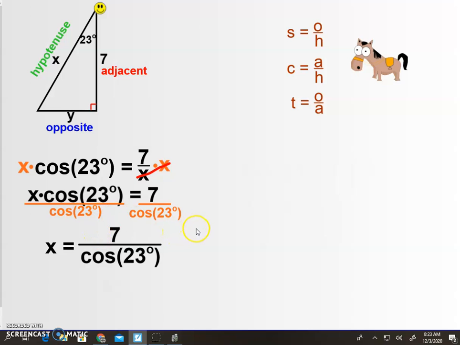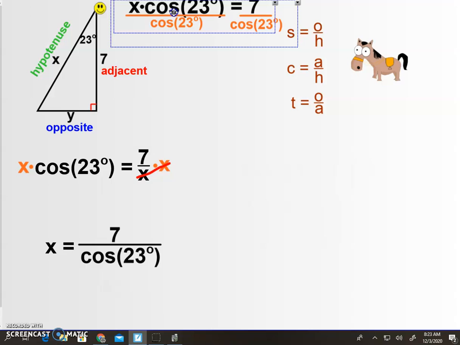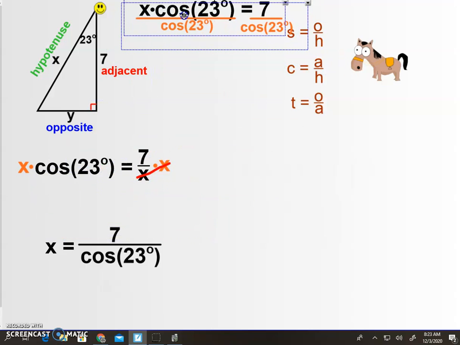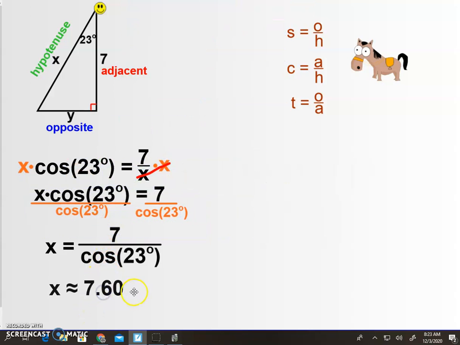And again, there would be some kids, some of you out there, who can skip this step entirely. But the three things I need to see: the initial trig equation, what you put into your calculator, and the final answer. And we get about 7.60. To go after y now, y is an opposite, and 7 is the adjacent, and that's the tangent function. So the tangent of 23 is the opposite, which is y, and the adjacent, which is 7.